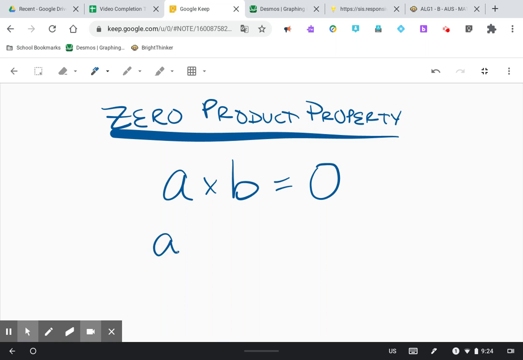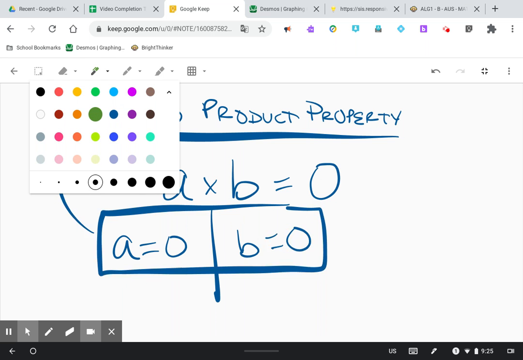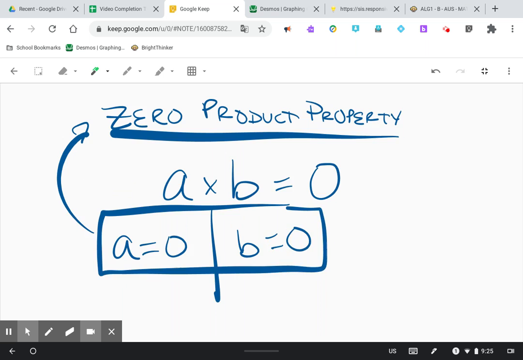Even if I have multiple numbers, a times b times c times d, however many numbers I have, if things are multiplying to make 0, then one of them has to be 0. Either a is equal to 0 or b is equal to 0. This idea is called the zero product property, and it's helpful when we're dealing with quadratic functions. I'll just do an example here.